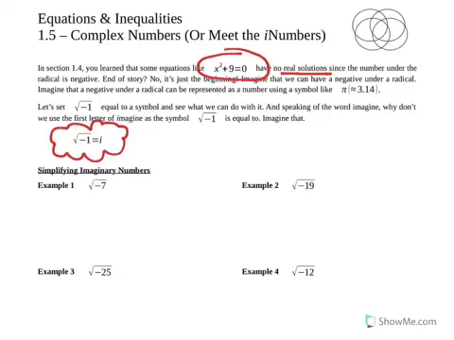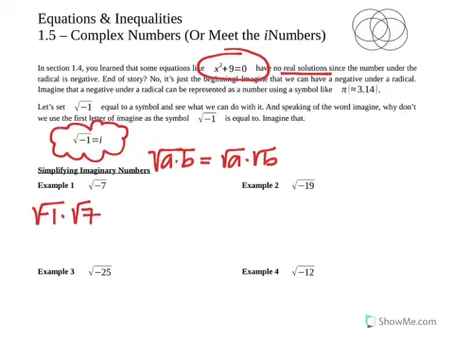Well, we're going to use this property. The square root of A times B is equal to the square root of A times the square root of B. So this is going to become the square root of -1 times the square root of 7. And then this guy right here is going to become i. So this is going to be i root 7. So it's just like the way we simplified radicals before, but instead of pulling out a perfect square, we're going to pull out the square root of -1.